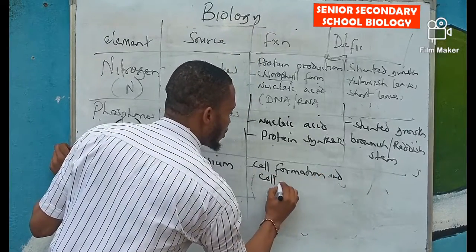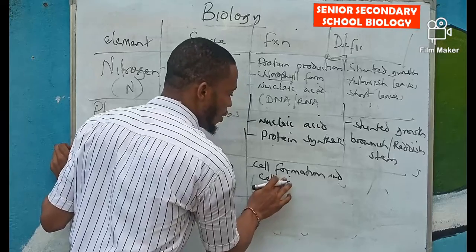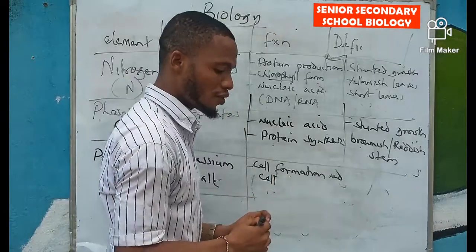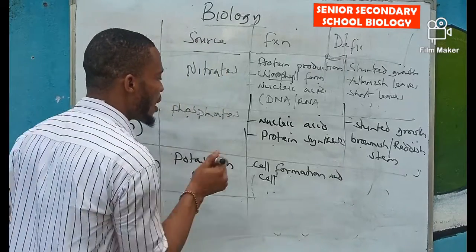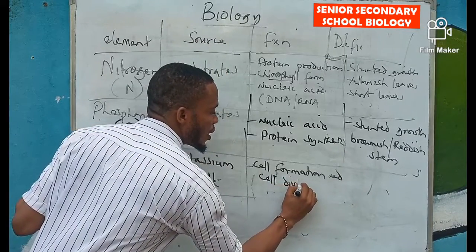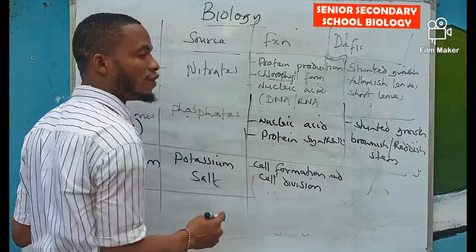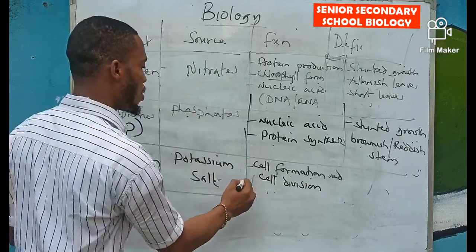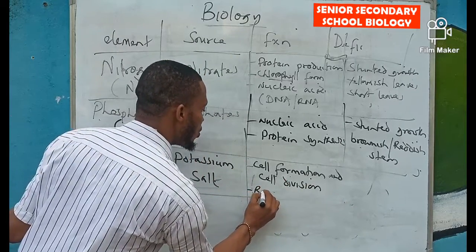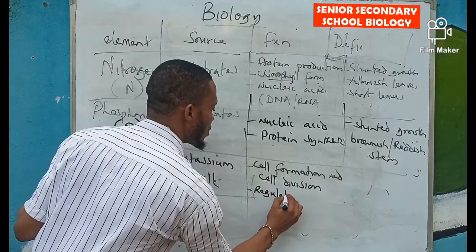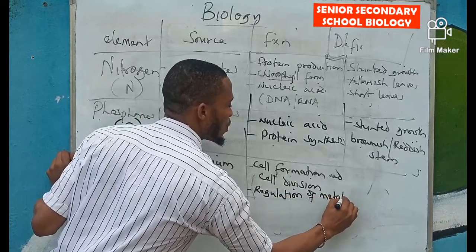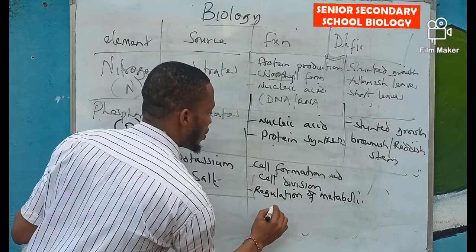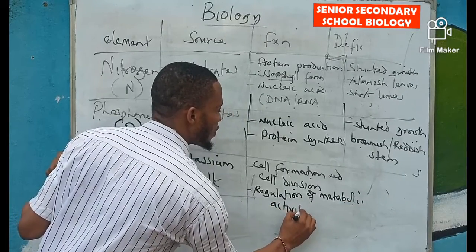Now it's good that you read biology every day, so that you just have to remember all these terms. They are very easy to remember. Cell formation and cell division means it helps to form new cells through cell division. When a cell divides, it forms new cells. Also, we have regulation of metabolic activities. These are the functions of the potassium.